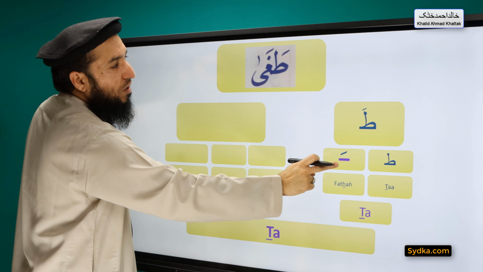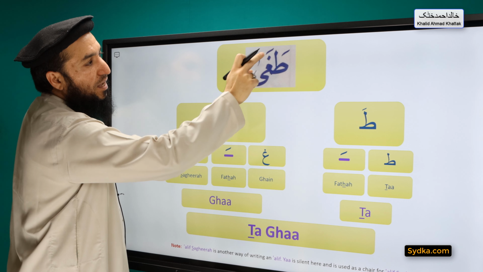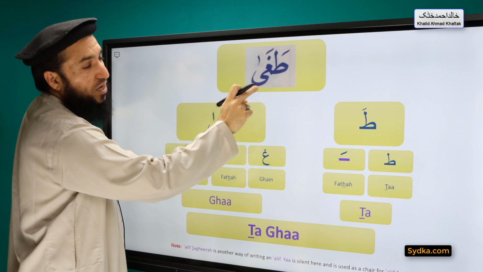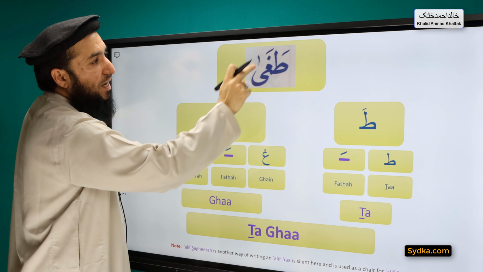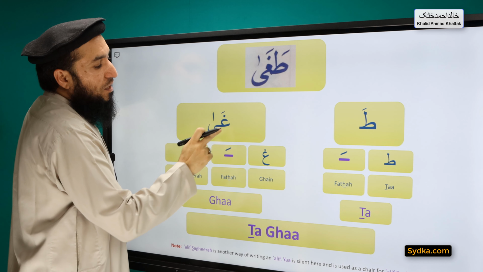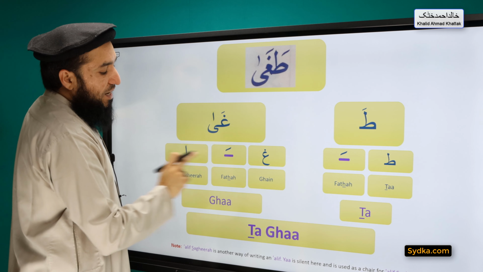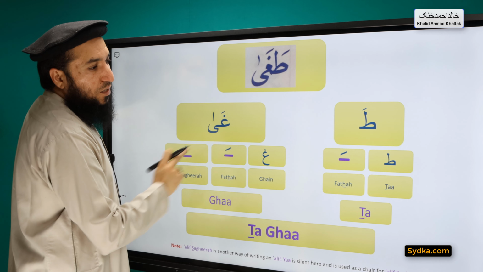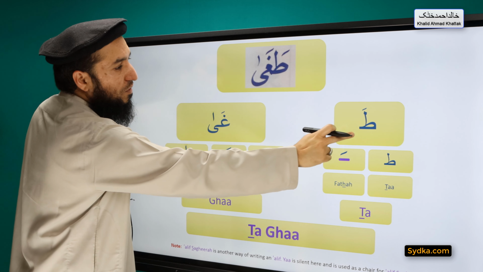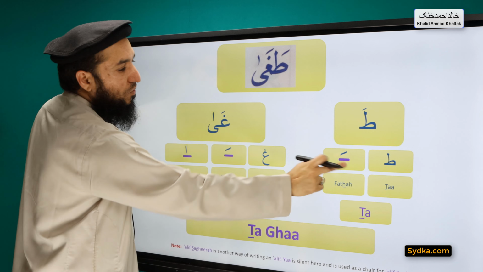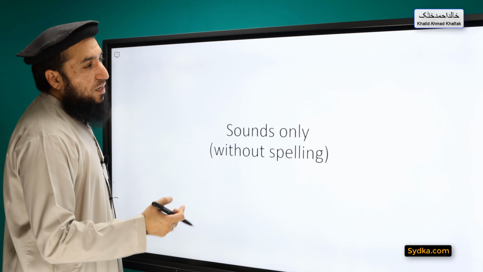The second syllable we have is Ghain Fatha Alif Saghira, and this Ya is silent here, and it will be prolonged for 2 counts. Ghain Fatha Alif Saghira Gha. So when we combine these 2 syllables, we have Tagha. So the next few slides would be sounds only.